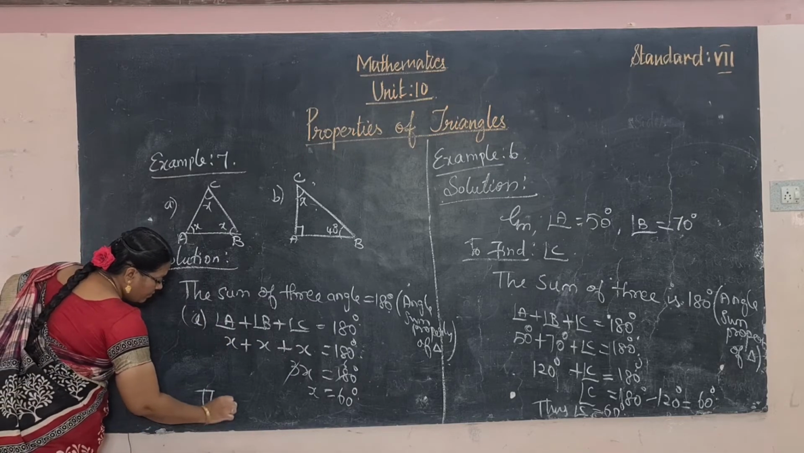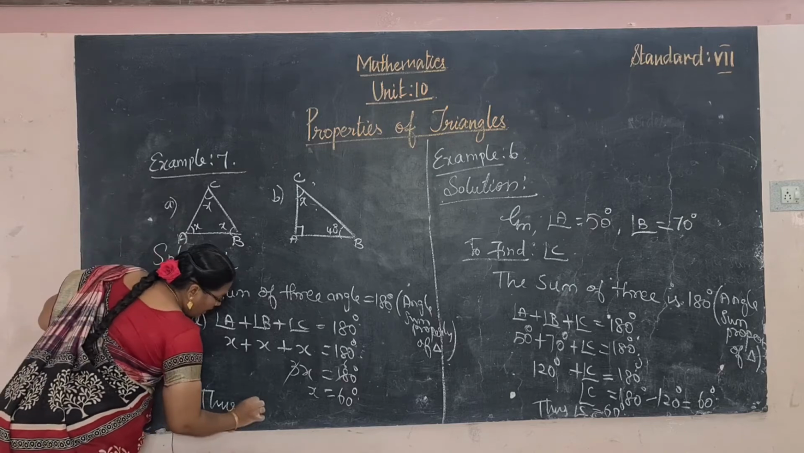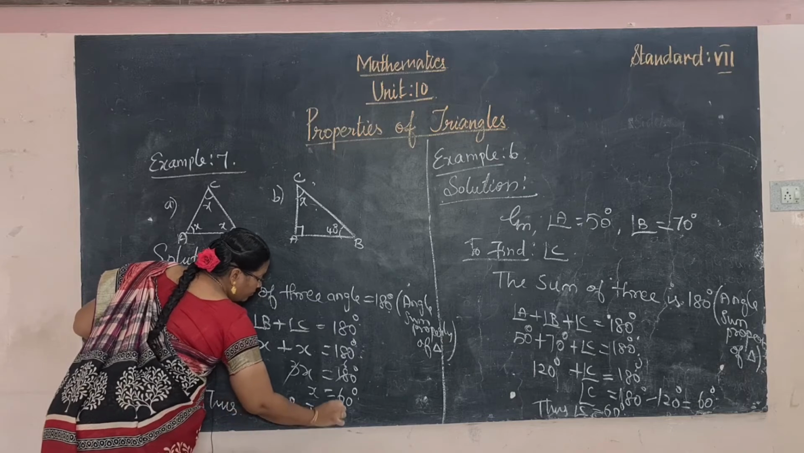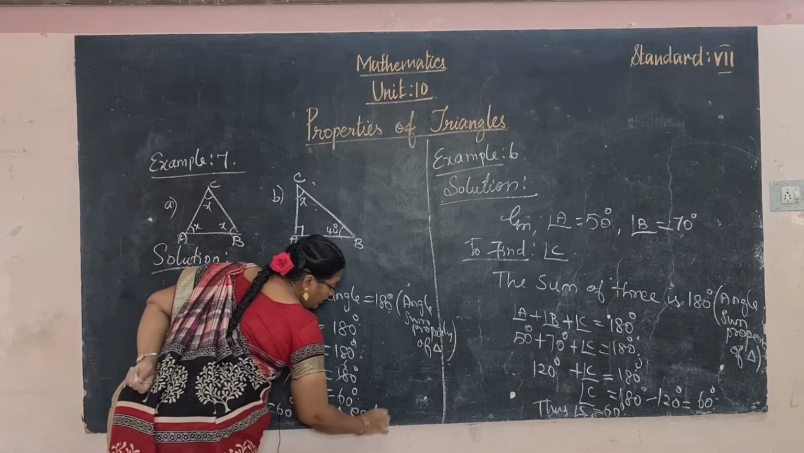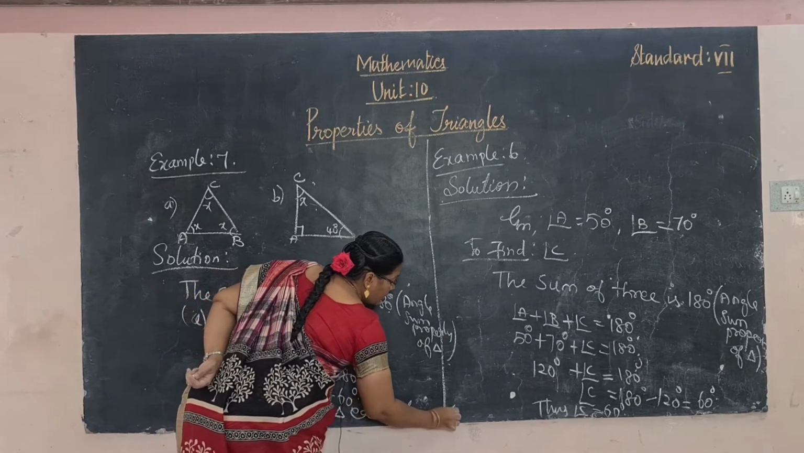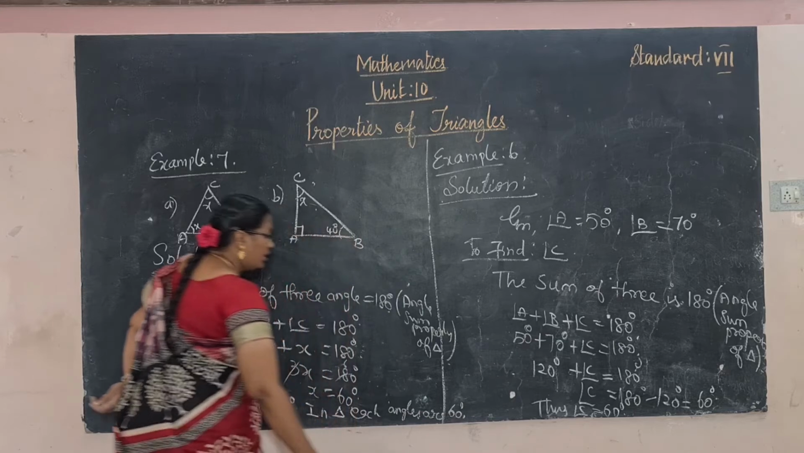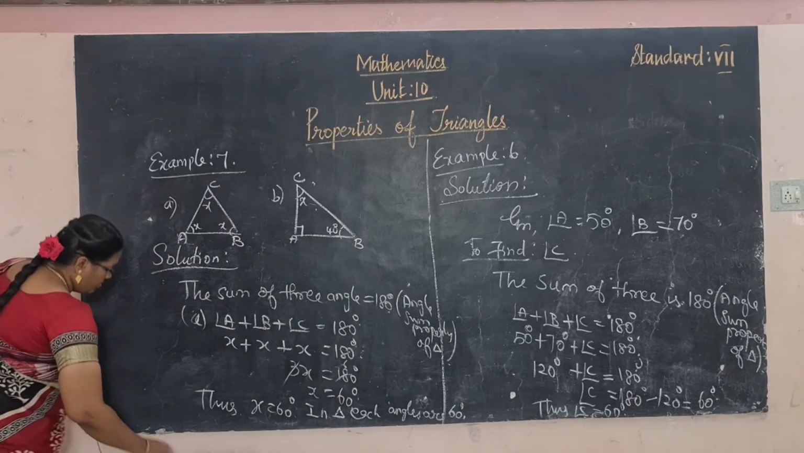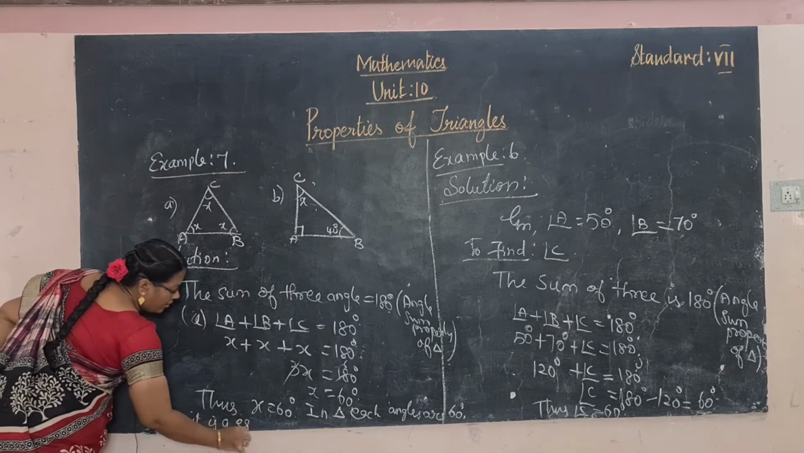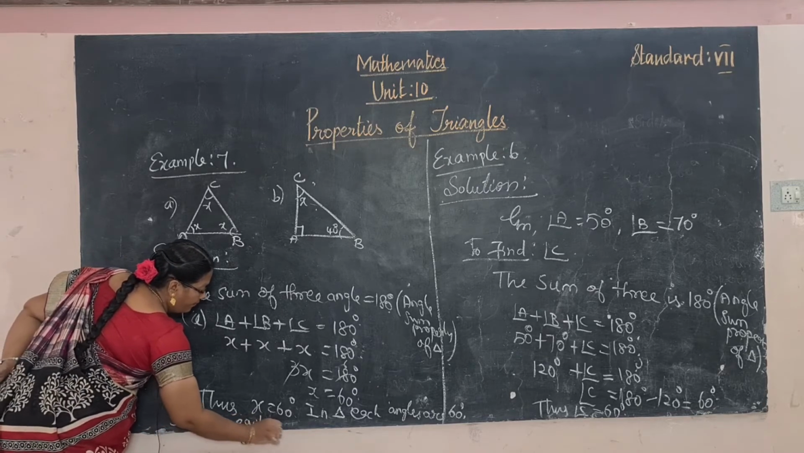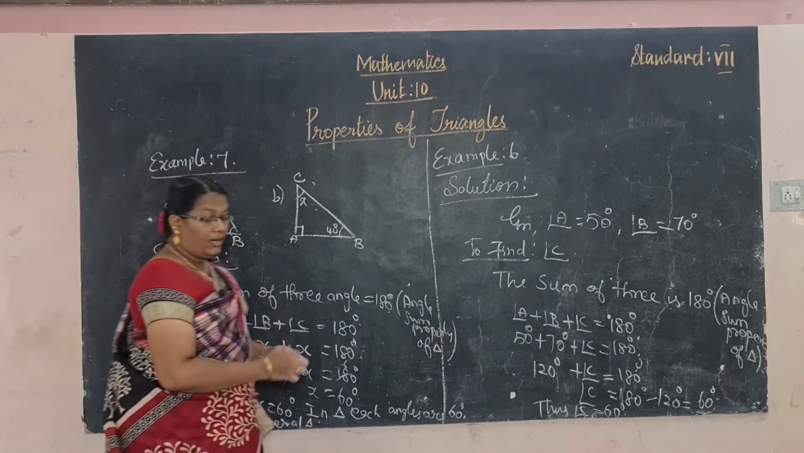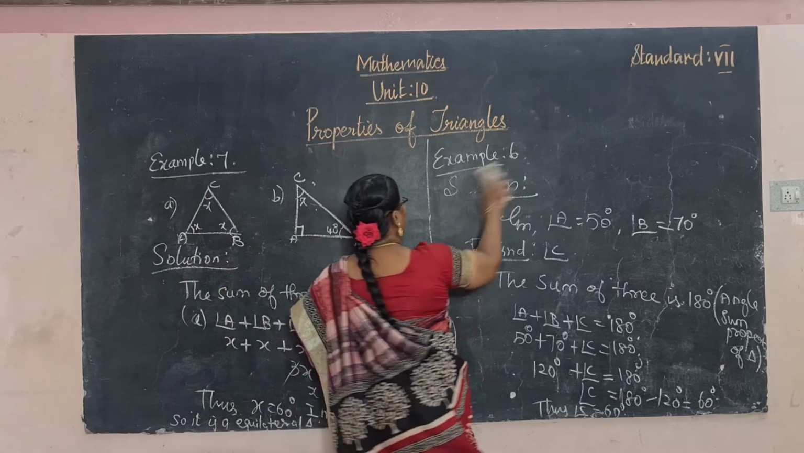Thus x equal to 60 degrees in the triangle. Each angle is 60 degrees. So it is an equilateral triangle. Okay. And next, the diagram B.